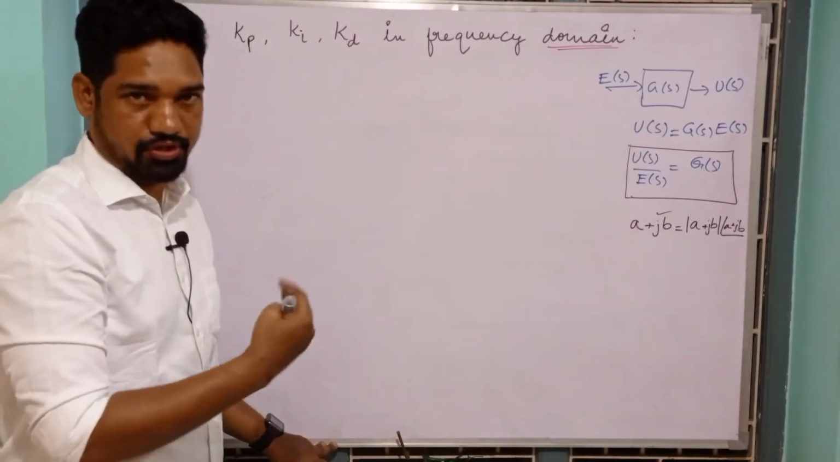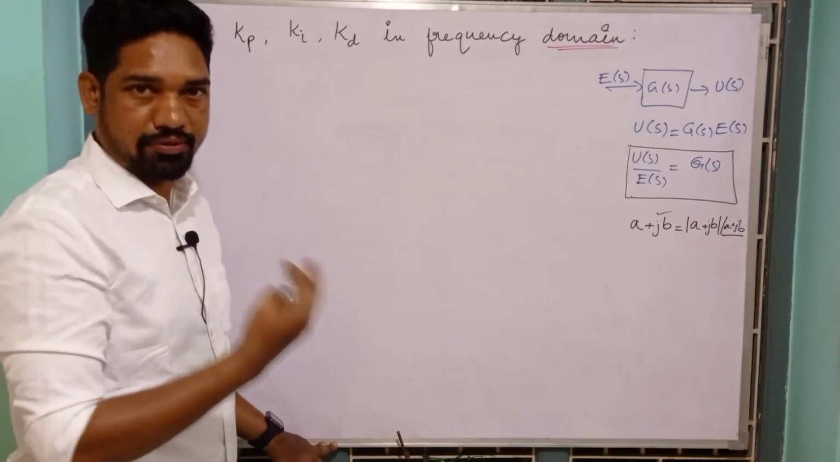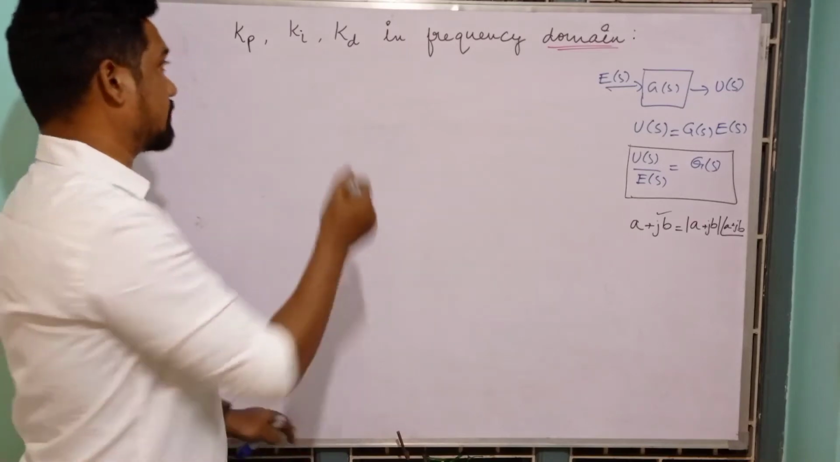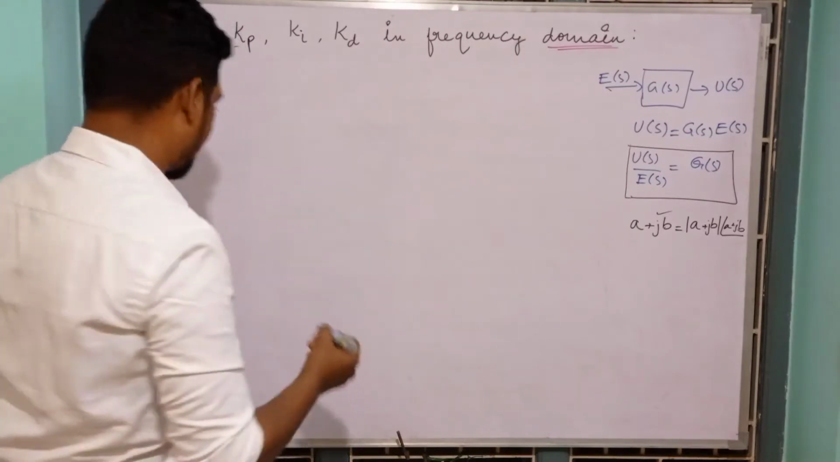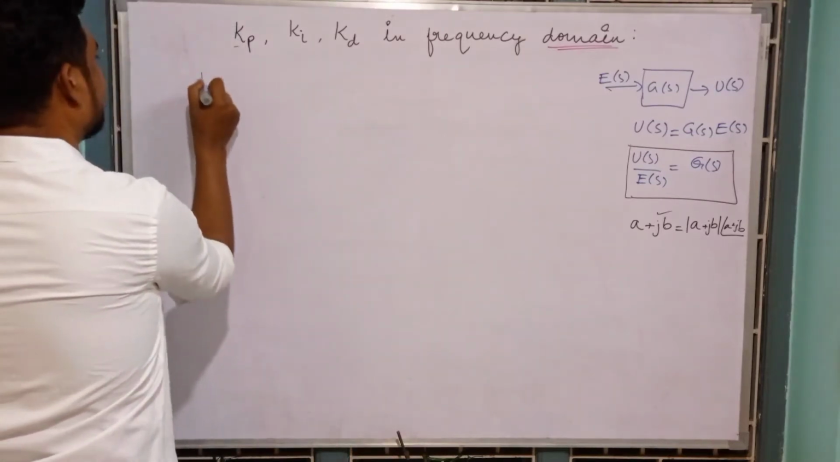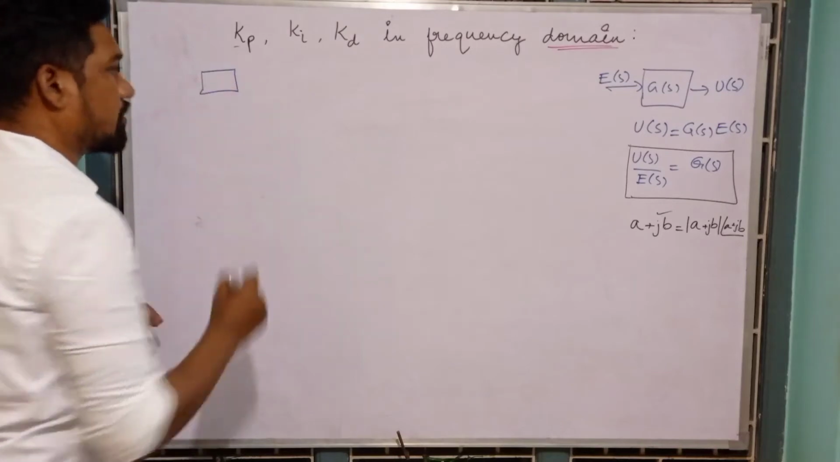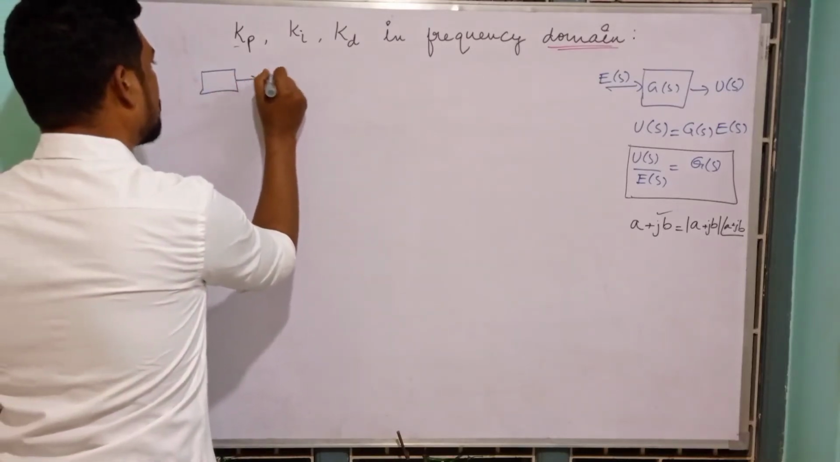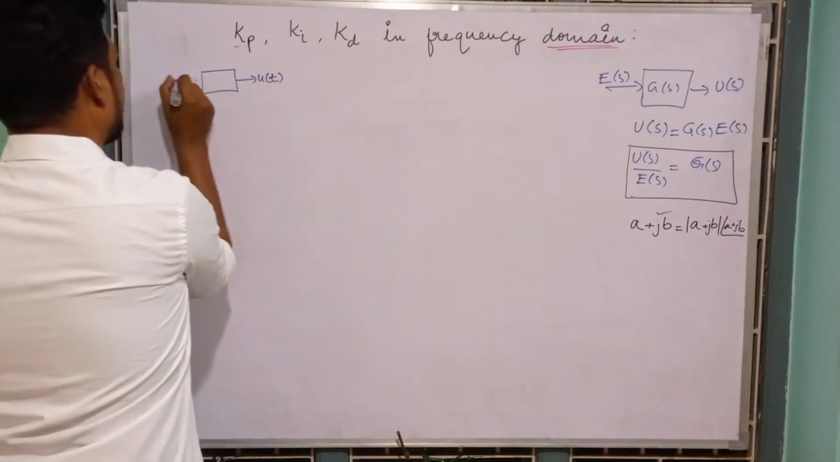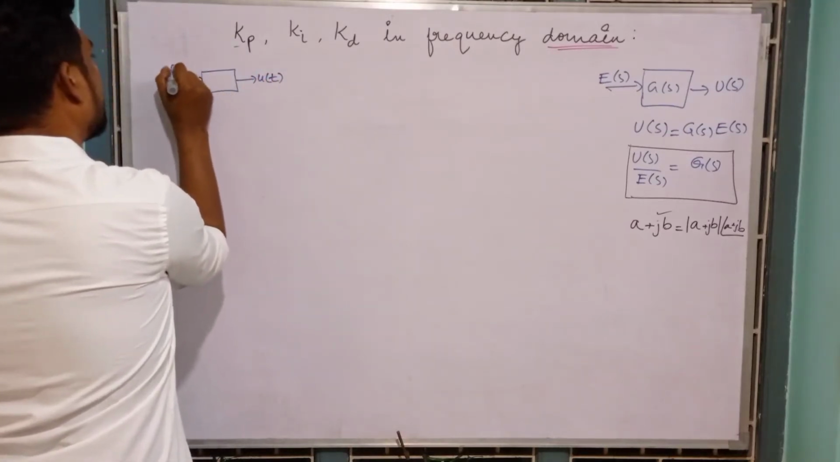And coming to the actual derivation which we are in search of, deriving expressions for Kp and Kd. So considering a system whose output is proportional to input, whose output is u of t, and let the input be e of t.